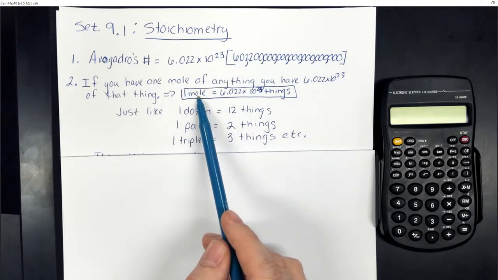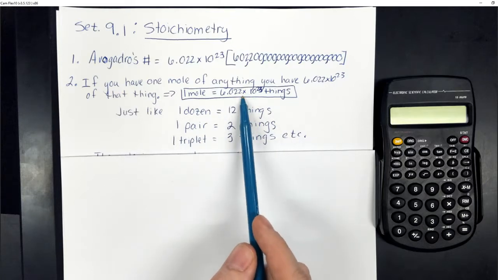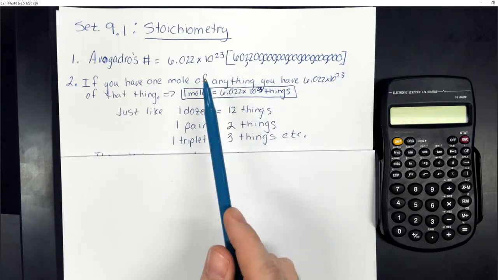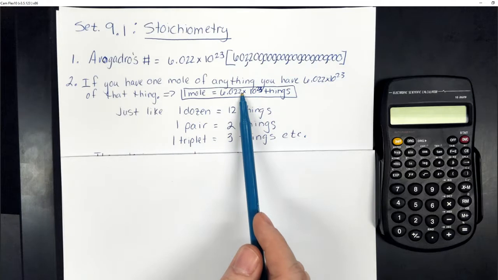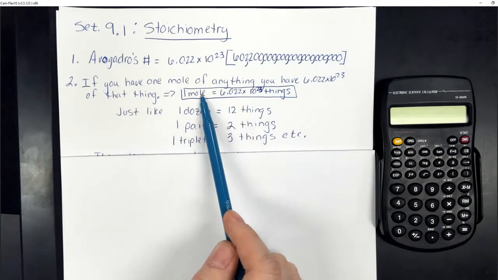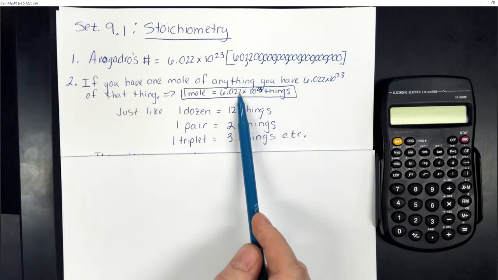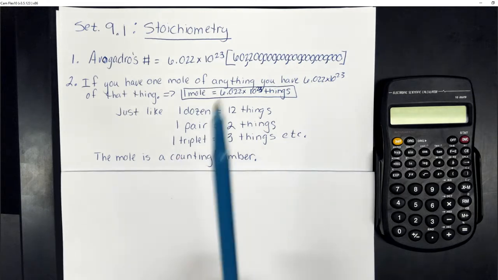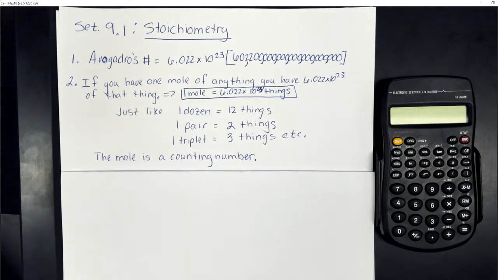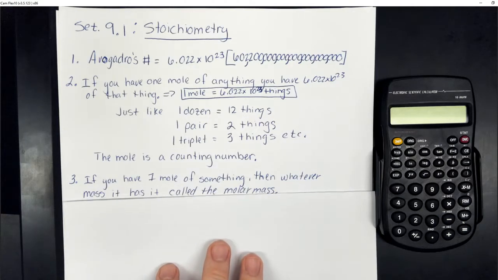Just like 12 things is the baker's dozen, chemists use the mole. So if you have 1 mole of anything on this planet, you have 6.022 times 10 to the 23rd things. If you have 1 mole of hairs, I should say, you have 6.022 times 10 to the 23rd hairs. If you have 1 mole of shoes, you have 6.022 times 10 to the 23rd shoes. So forth and so on. It is a counting number, like triple, pair, dozen, quadruples, so forth and so on. So just to reiterate, 1 mole of anything on this planet is 6.022 times 10 to the 23rd. Alright?